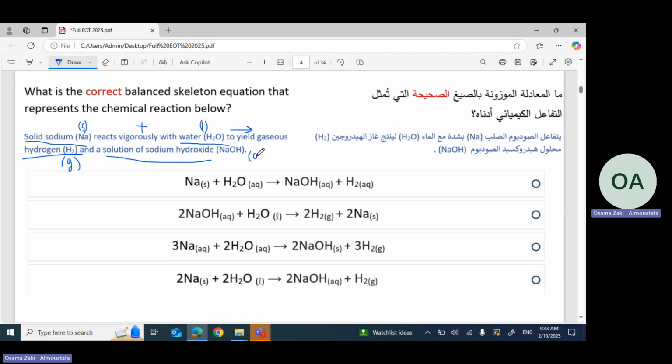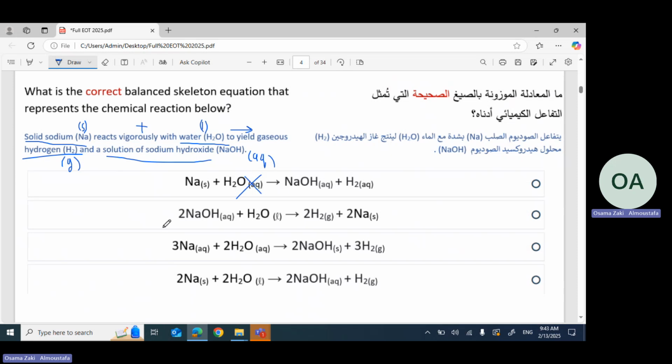So let's check the answers here before answering the questions here. So the first one here, let's see, Na solid. That's right, Na solid. H2O is AQ, aqueous solution, but H2O is liquid. So this one is not correct. So we can cancel this option.